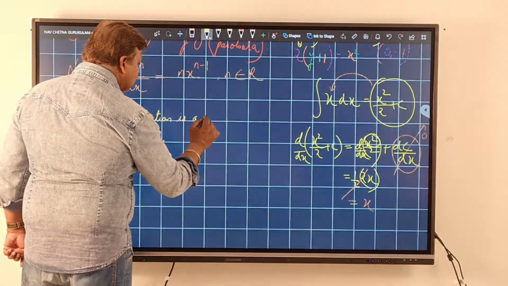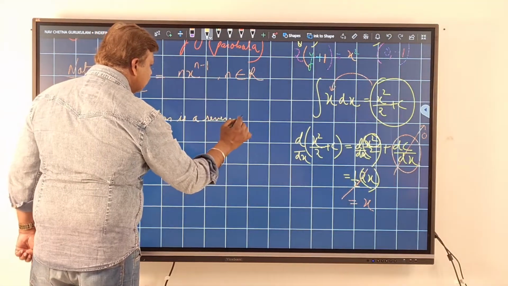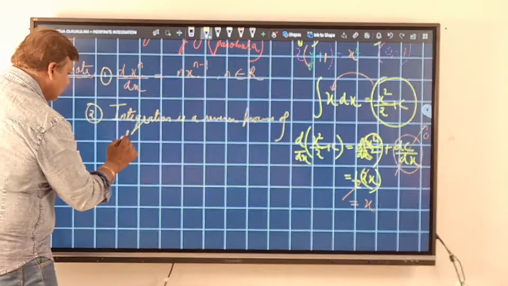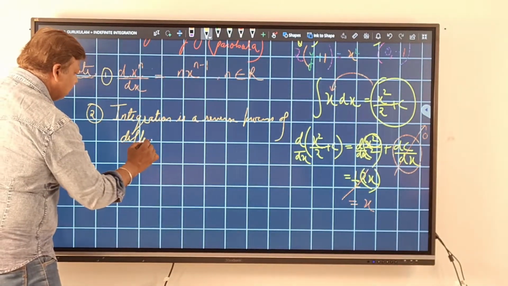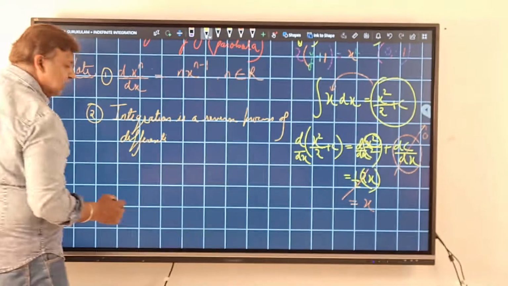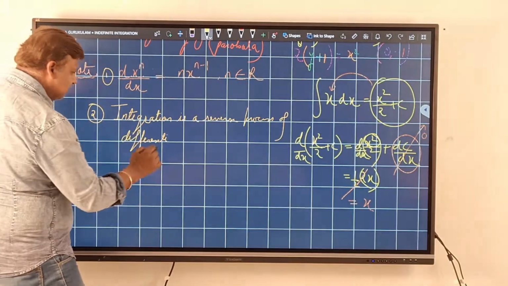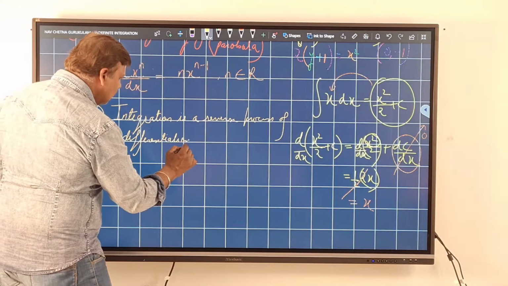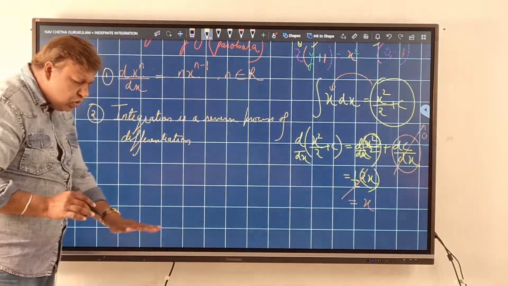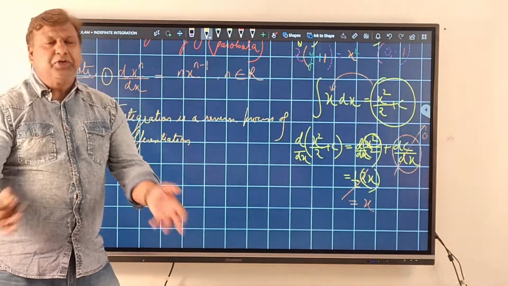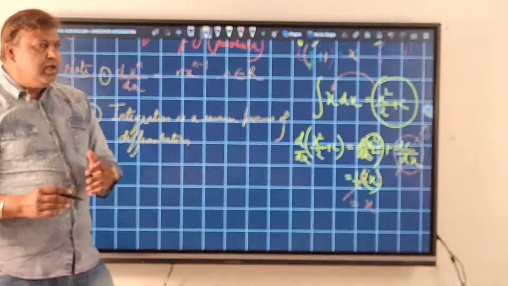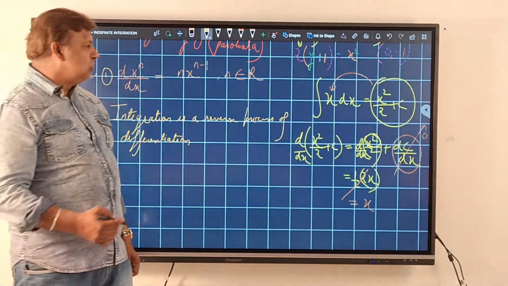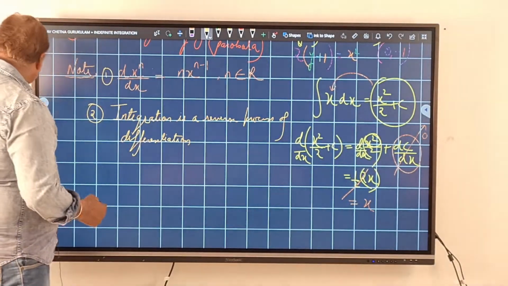Integration is a reverse process of differentiation. Don't worry, we'll start with the very finer details, basic concepts, reverse process of differentiation. Okay? We'll start from very low. Every student should come along, and thereafter we'll expand our knowledge, we'll expand our skills up to any level.